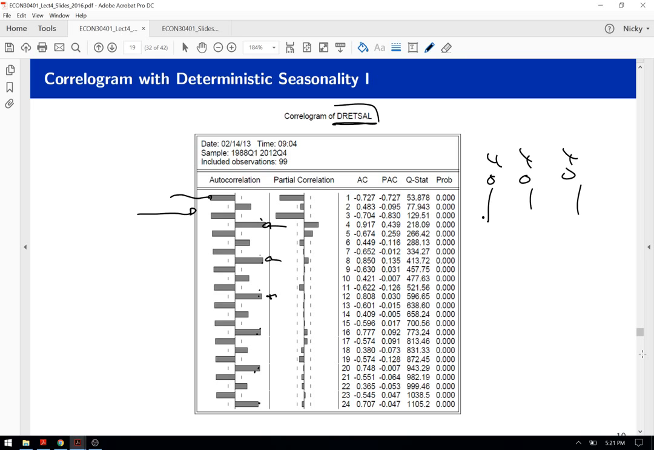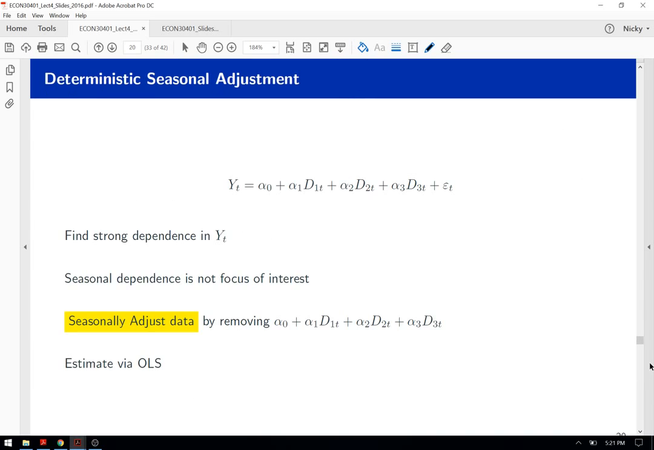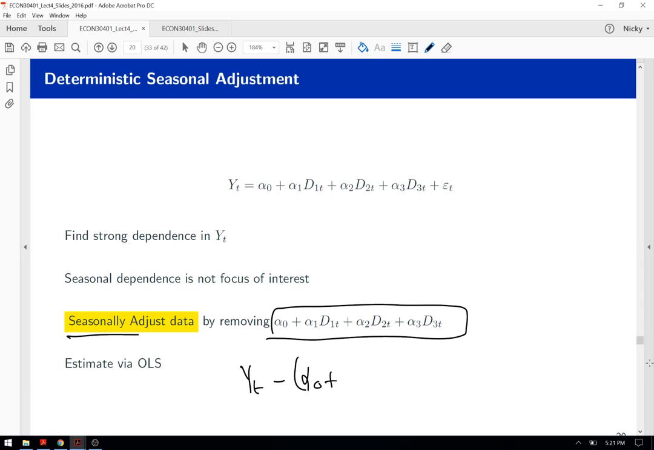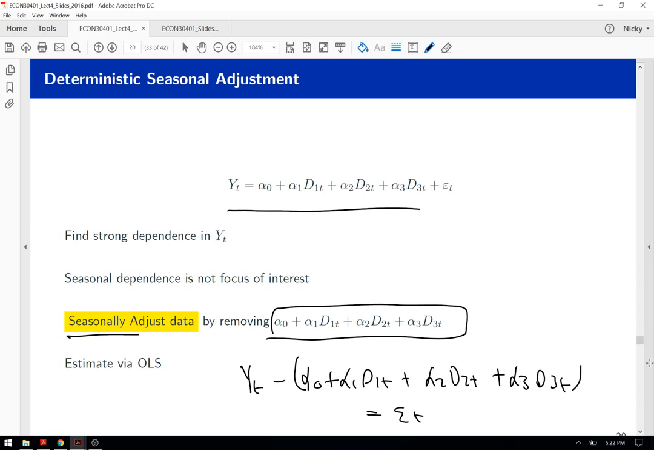So to look at the correlation pattern, we need to remove this mean change. This is what seasonal adjustment does. In essence, it adjusts by removing this seasonal mean change. So as I said before, Y_t minus this mean change will just equal epsilon_t, the residual from this regression. This could then be our seasonally adjusted data. We then work with this variable here. So we can look at what the correlation pattern is in epsilon_t.